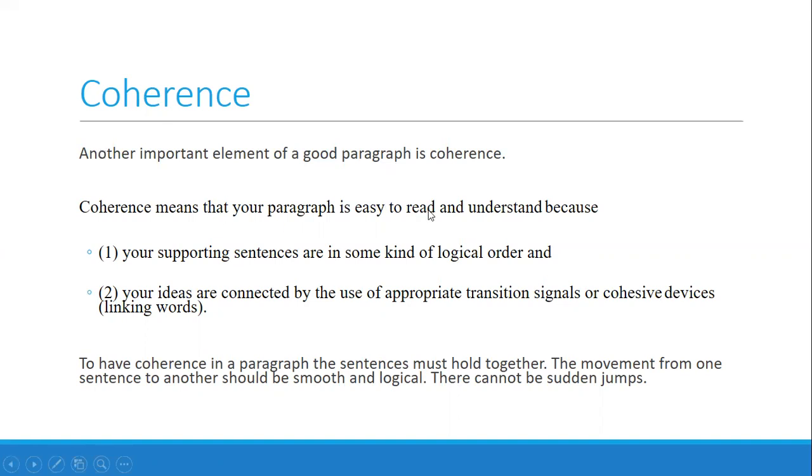Coherence means that your paragraph is easy to read and understand. To have coherence in a paragraph, the sentences must hold together. The movement from one sentence to another should be smooth and logical. There cannot be sudden jumps, right? When you write one sentence in a paragraph and then move to another sentence, there should be good connectivity between them, as if they have been glued together. You get the feeling as if they have been glued together because there is good connectivity between the sentences. There cannot be sudden jumps. If I'm reading one of your paragraphs, I cannot get the feeling of wondering from where this sentence actually came, right?